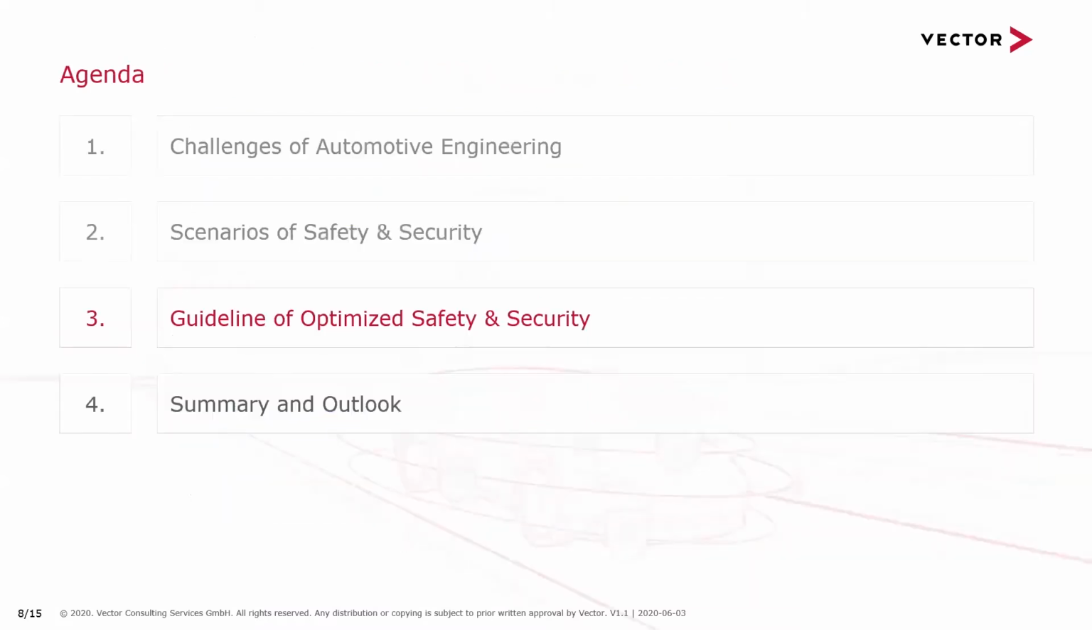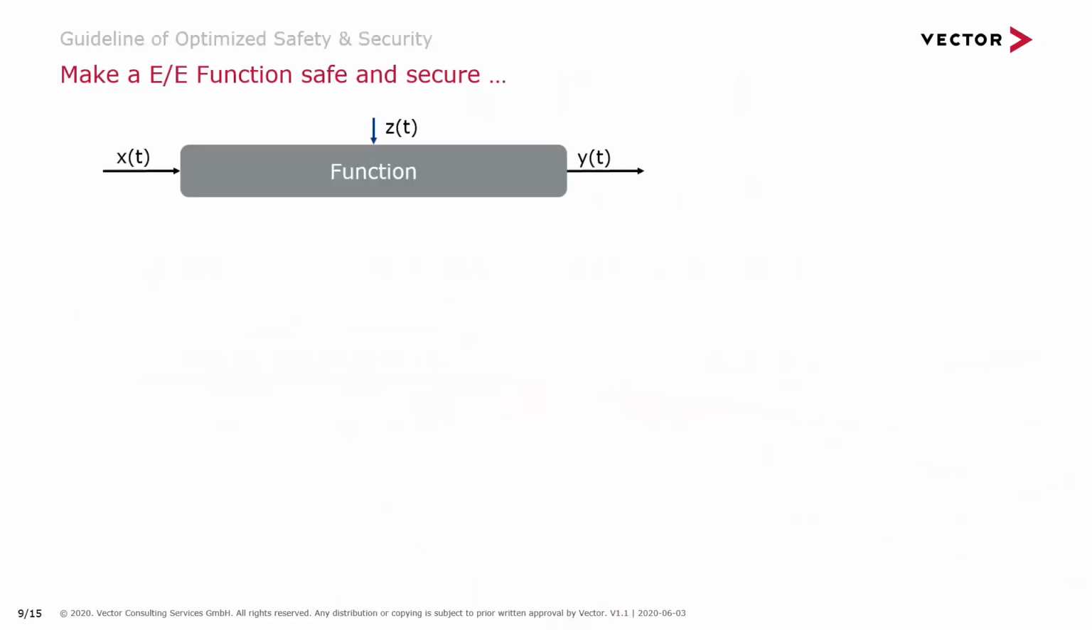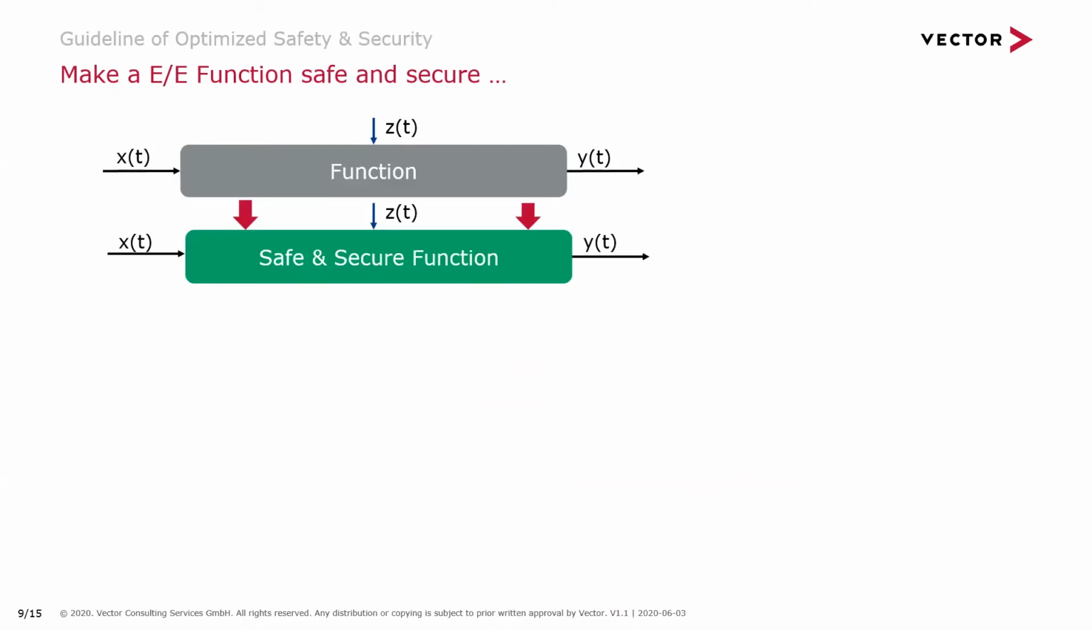Okay, picking that up and showing you what can be optimized there. That's the goal of the next section. So yeah, we have a function. We want to make that safe and secure. On the implementation side, on the process side, we have many options to do that.